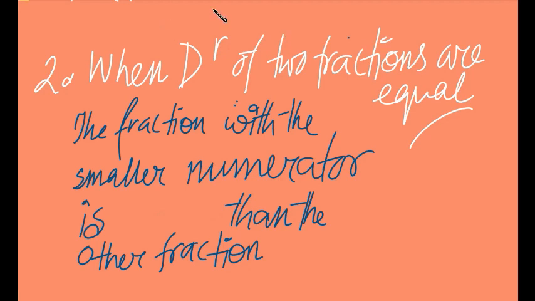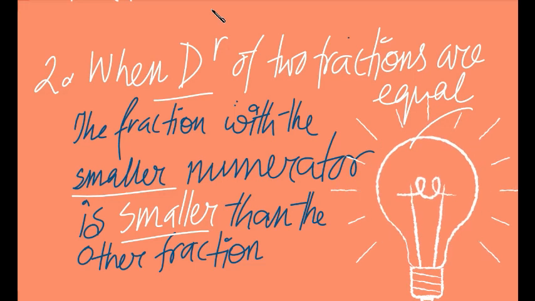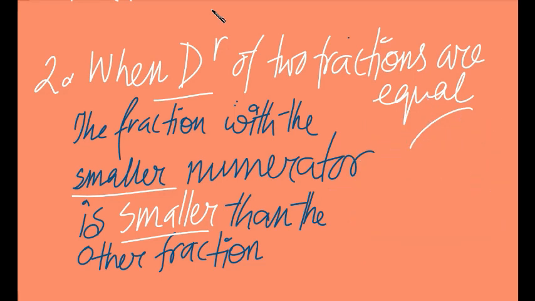Okay, so these are the changes. When the numerator is smaller, then the fraction is smaller when the denominators are equal. So when the denominators are the same, how do we compare them? You just look at the numerator. Whichever numerator is smaller, that fraction will be smaller. But in case of equalizing the numerator, things are just opposite, right? Just opposite.